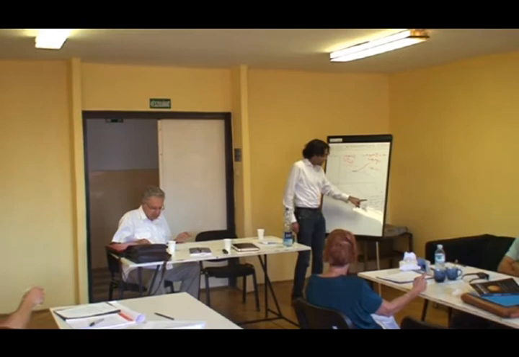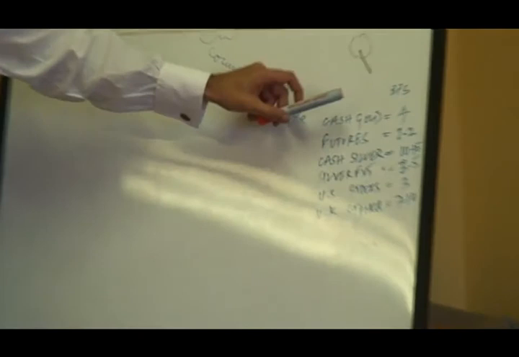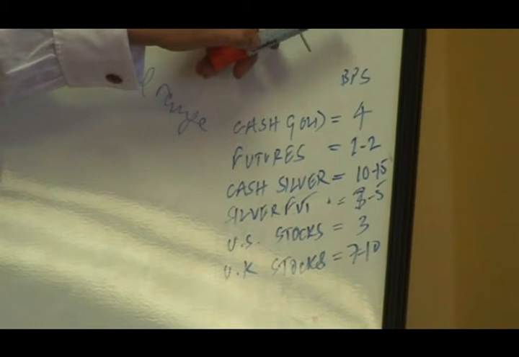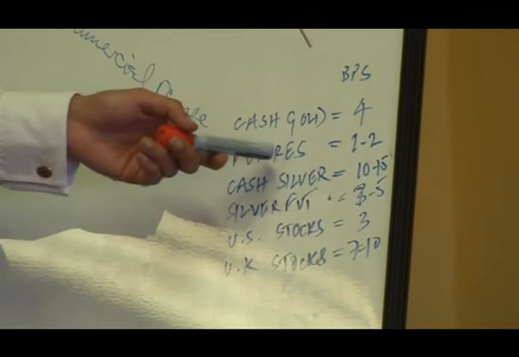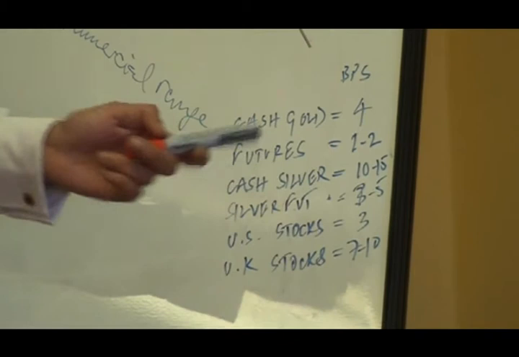I just thought I'd put up a few spreads here to give some real-life examples of what the professor was talking about. So everyone knows what a basis point is. 100 basis points is 1 percentage point. Cash gold, as in physical gold, typically has sort of a 4 basis point spread. Futures, gold futures, the near-term gold future, strangely always has a much lower spread than cash gold.